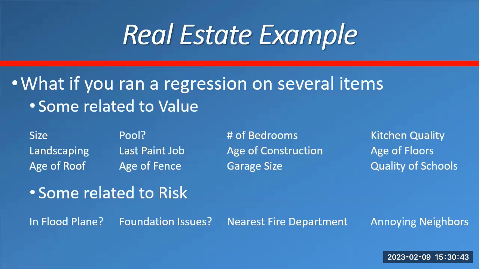If you need to replace the roof, and it was a 40-year-old roof. Age of fences, that's not quite as expensive. The garage, you need a 2-car, 3-car garage. How nice are the schools in that neighborhood? I'm sure there's other things there, and there's actually models out there you can get on the internet that will let you do this. That's related to value. And then I wanted some stuff related to risk.